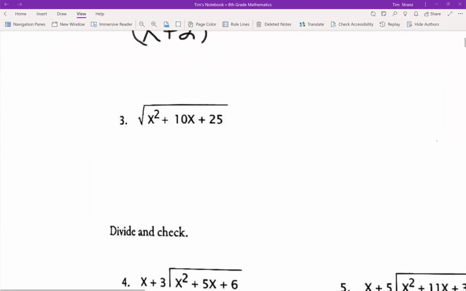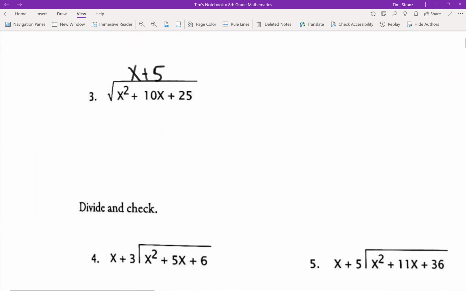Let's look at the last one here, number 3. Again, just look at the first term, last term. So first term is going to be x. Last term, square root of 25, we know is 5. So x plus 5. Pretty simple. All right, so now we're going to get into dividing.